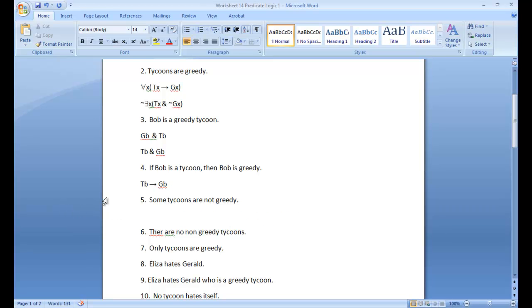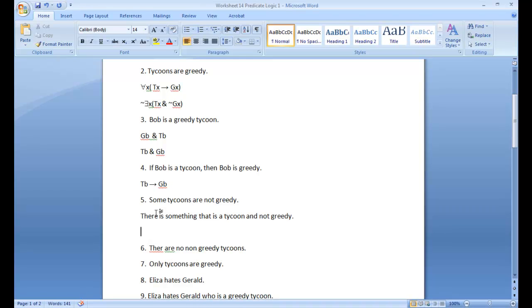Okay, so some tycoons are not greedy. So what does this say? Some tycoons are not greedy says that there are some things, some X's, that are tycoons and they are not greedy. So if we wanted to write this down in English, that's a little bit closer to the predicate logic, we could say there is a tycoon, there is something that is a tycoon and not greedy. Okay, so that translates pretty naturally into there exists an X such that X is a tycoon and it's not the case that X is greedy.